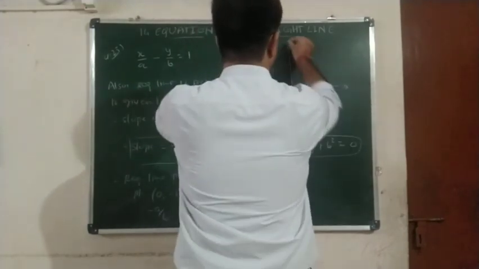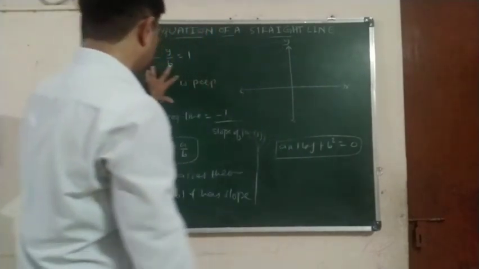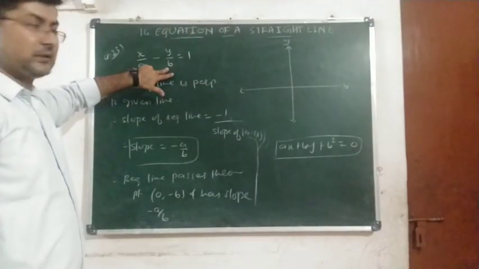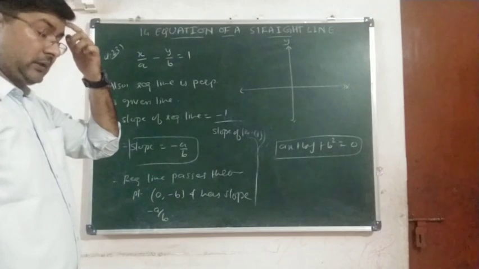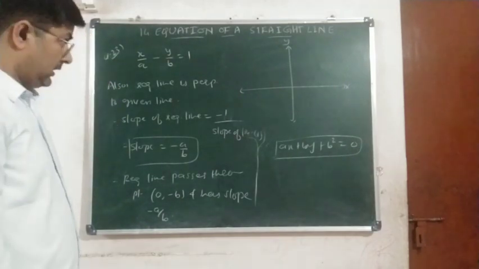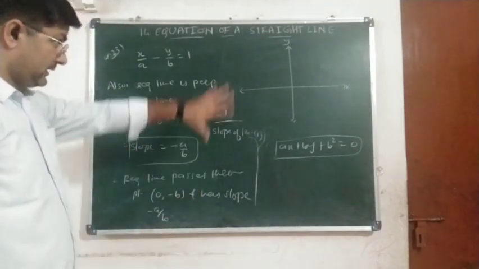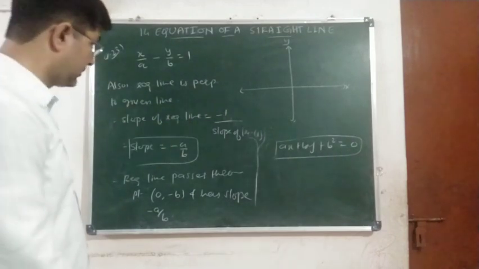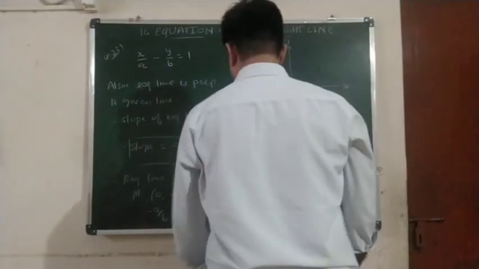Okay, we have x and y coordinates. If we plot this line on the coordinate plane, yes or no? So the line will be like this.